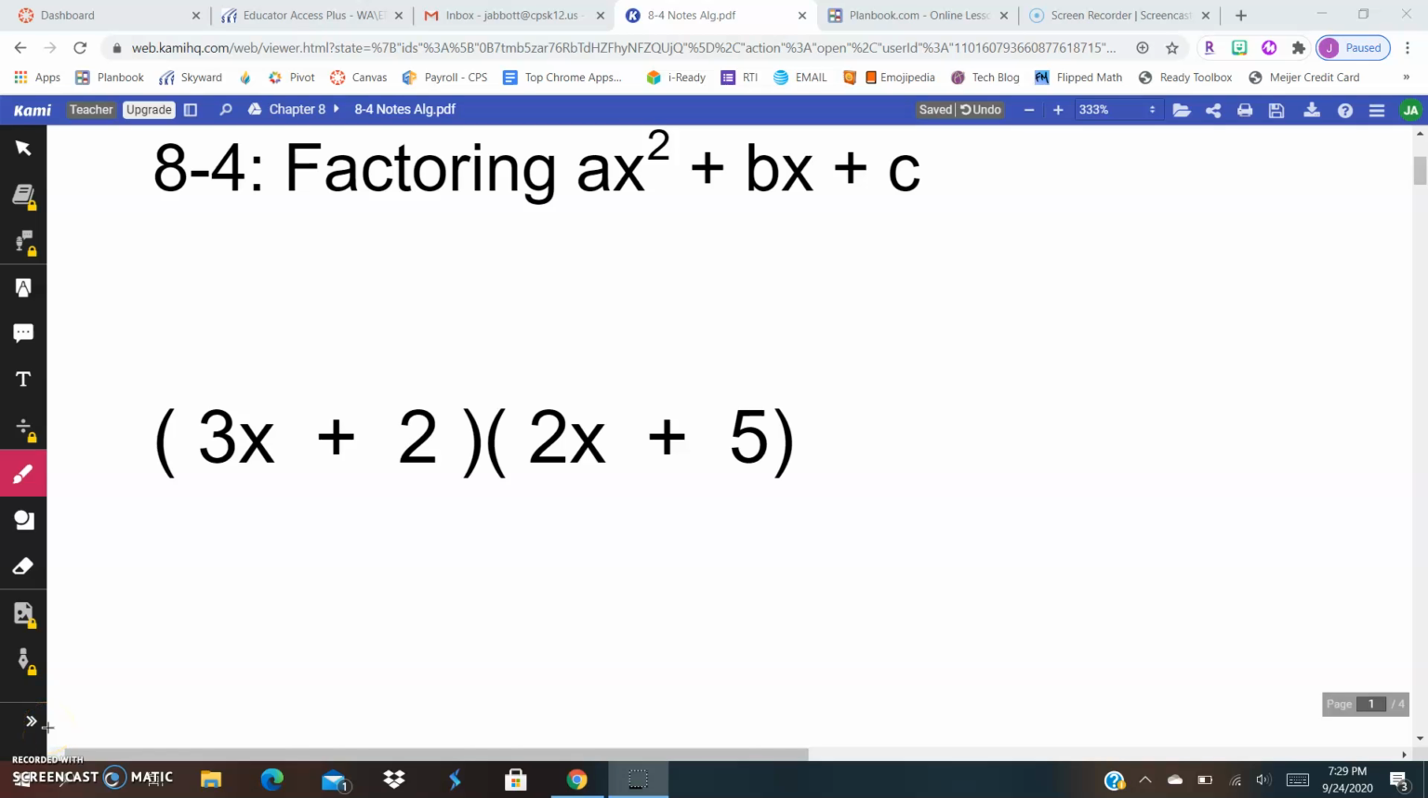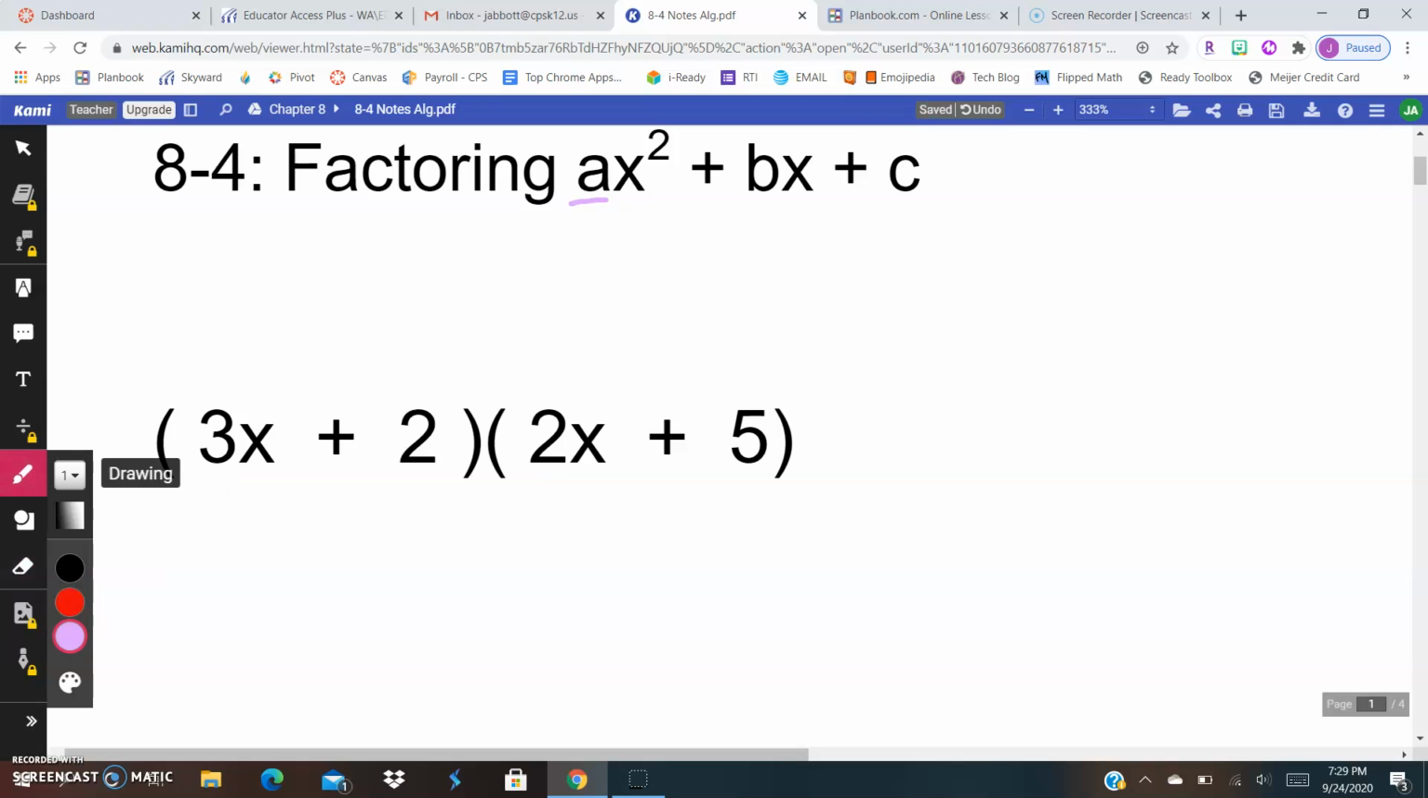We are still factoring trinomials, except for today we are adding a coefficient in front of x squared. So now we have an a value. So when you get done factoring your problem, you are going to have an answer that looks like this. The only difference from yesterday is that now we have numbers in front of the x's in our answers.